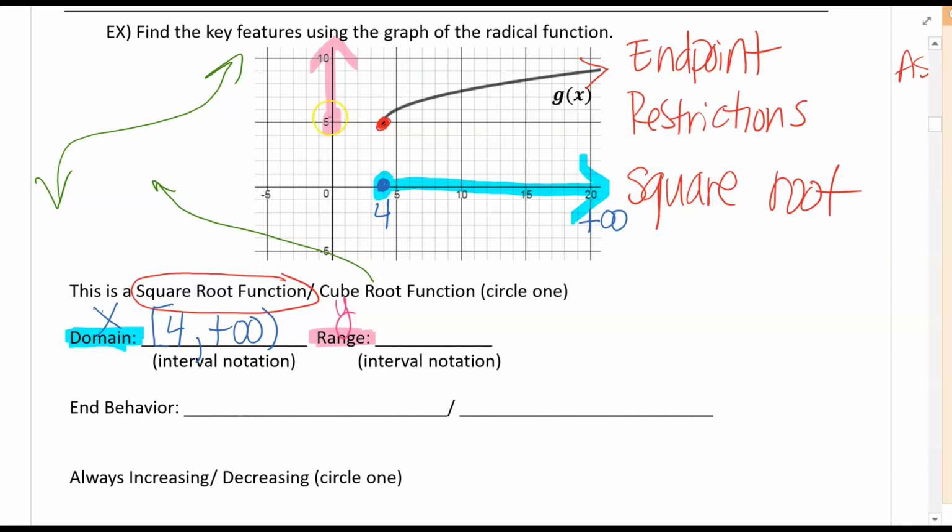So what value is this endpoint at right here again? That's a 5 this time. And that arrow is pointing up forever to what? Positive infinity. So for the range, you go from bottom to top. Okay, bottom to top. So the value at the bottom is 5. Bracket, because it's a closed circle, comma. It goes forever to positive infinity. We never reach infinity, so you put an open parenthesis.